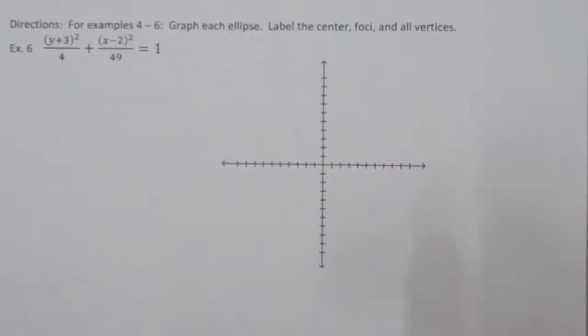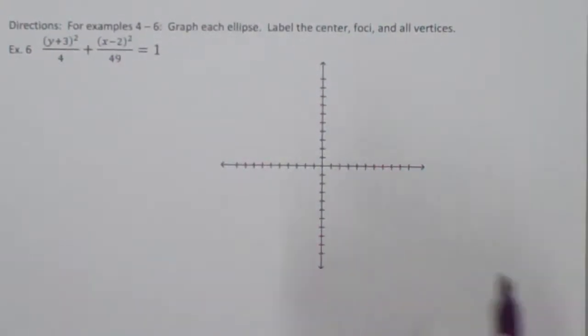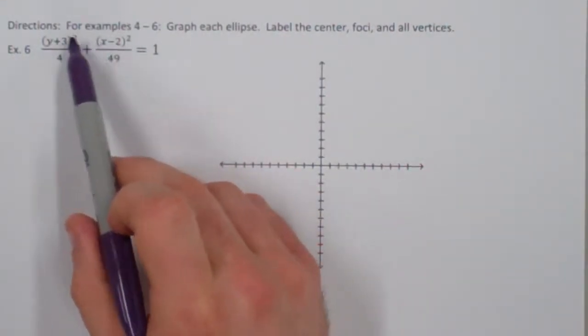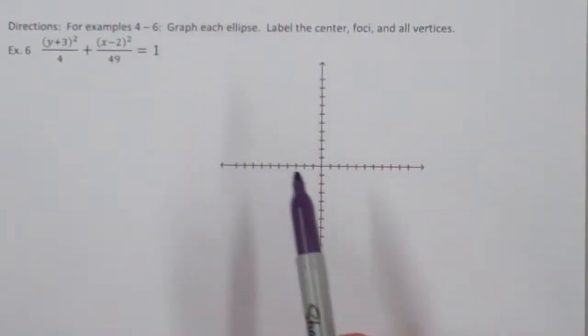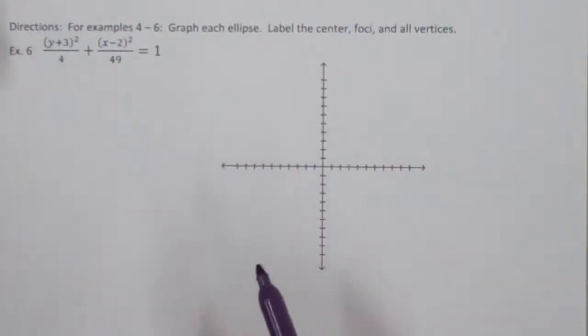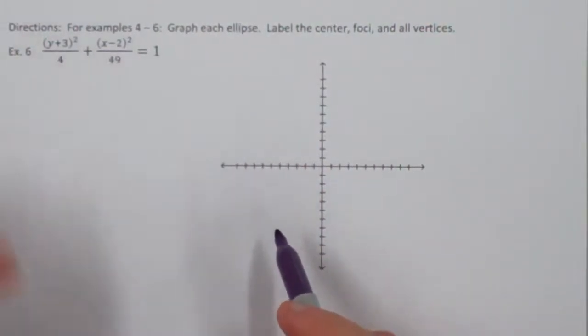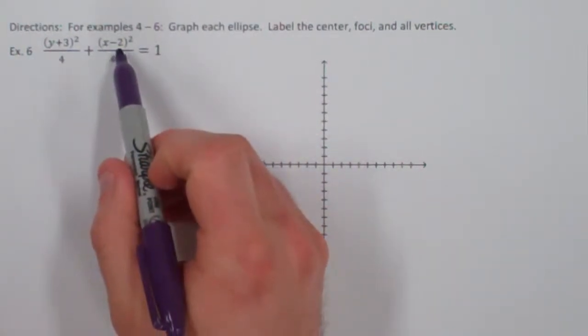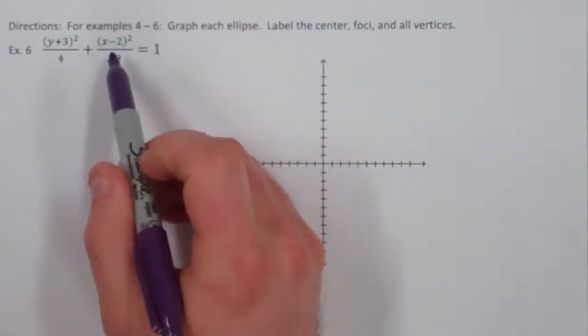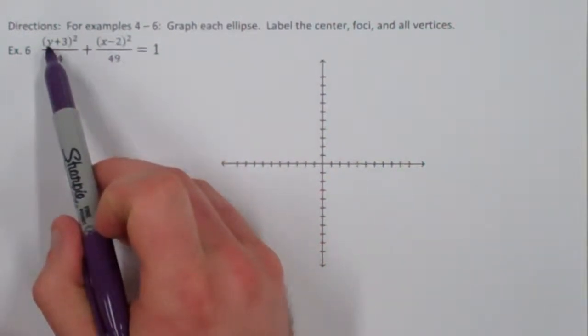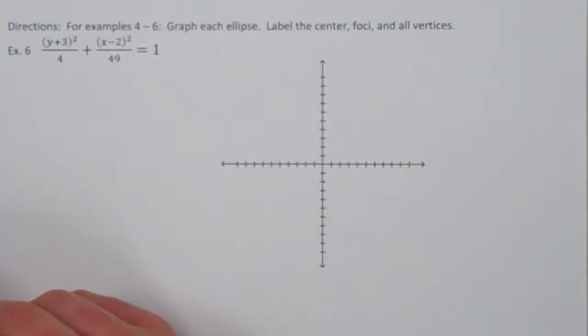Example 6, one last ellipse to graph here. We know it's an ellipse because each variable is being squared and we got a plus sign in the middle. So what we're going to do is take a look at the center. Remember that the h is always by the x here. So this is a little bit of a trick question because the y appears first and the x appears next.